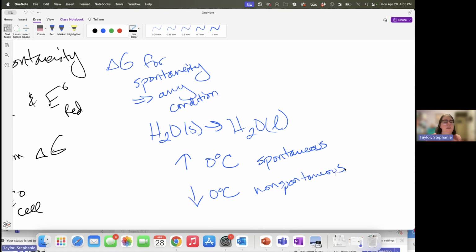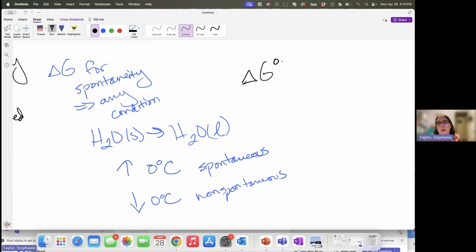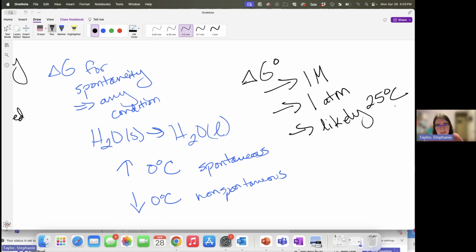So we have a tendency to talk about delta G with spontaneous because that way we can talk about it under lots of different conditions and just ask, is this happening? Is this not happening? When we talk about delta G standard, this no longer applies to every single condition ever. This is now applying to 1 molar concentrations, 1 atmosphere if it's a pressure, and again, likely 25 degrees Celsius.